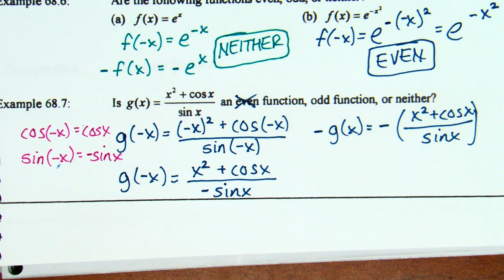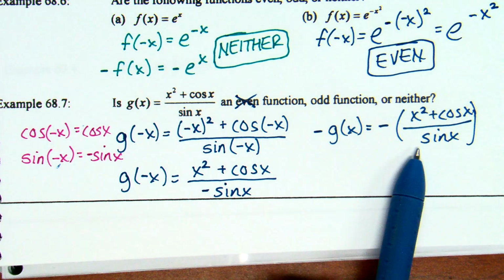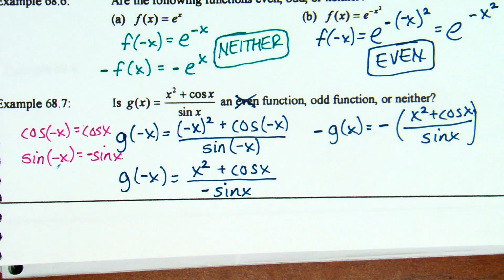Multiply it by one or the other. Well, what's going to happen here? Yeah, if you multiply it by the denominator, it looks identical, doesn't it? And so this is what? Odd.